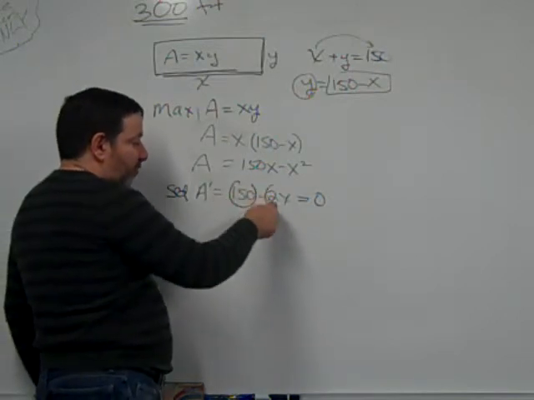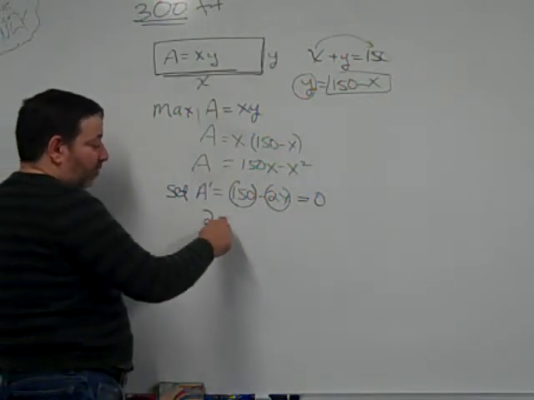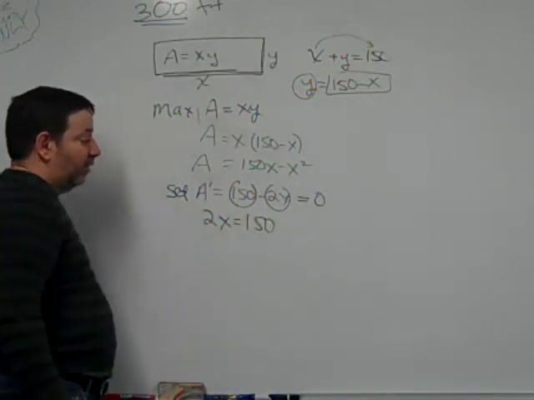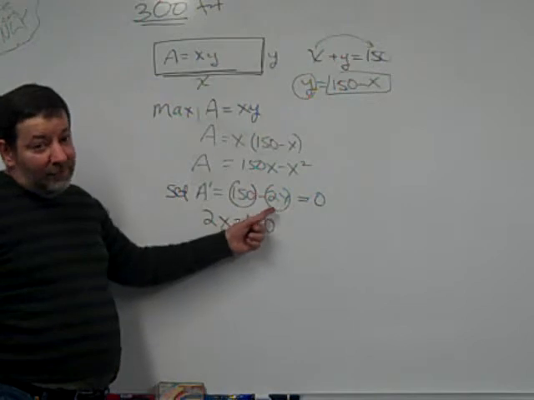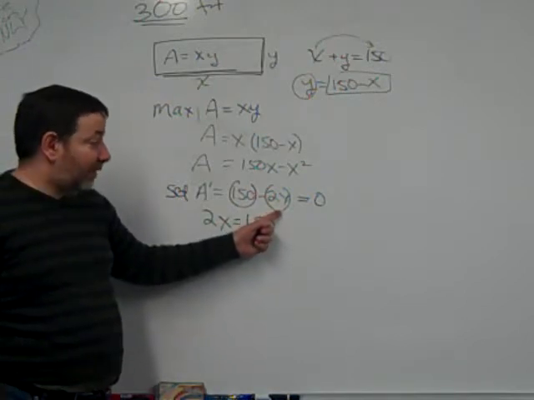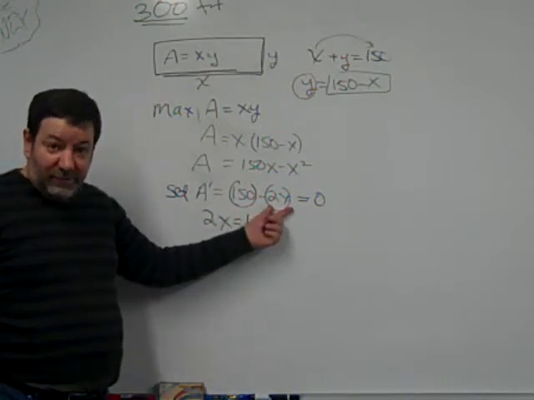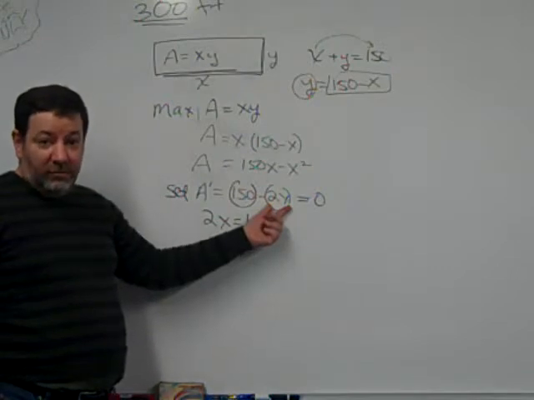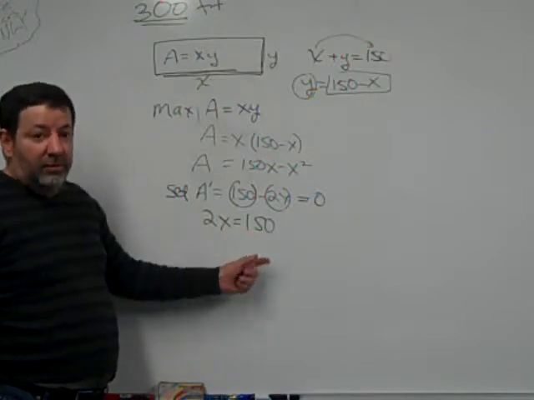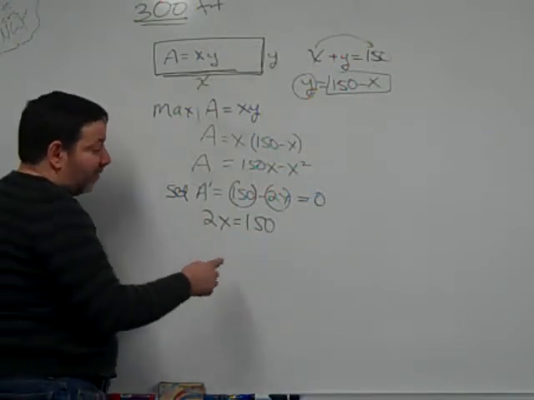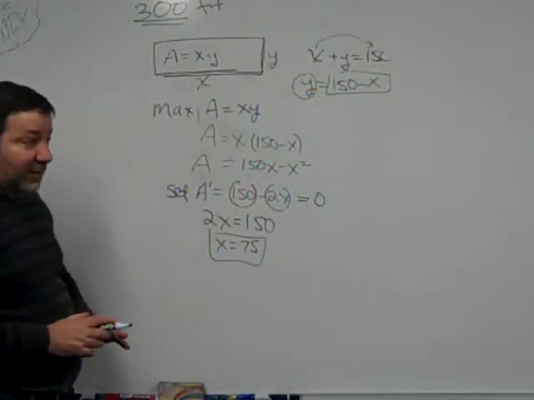Well, if you subtract those two quantities and you get 0, that means those two quantities must be equal. After all, if 2x isn't 150, 150 minus a number different than 150 won't be 0. We know 150 minus 150 equals 0. This must be 150. Well, 2 times 75 is 150. So X is 75.